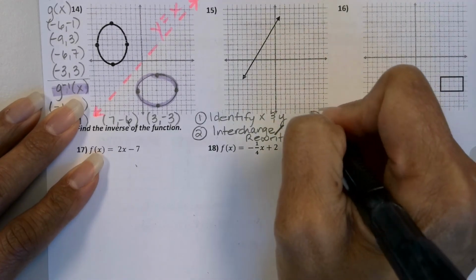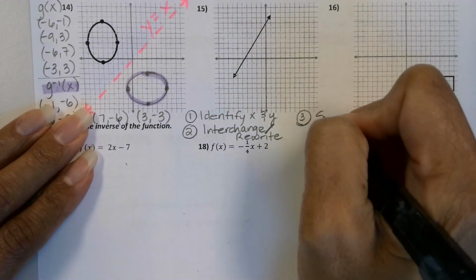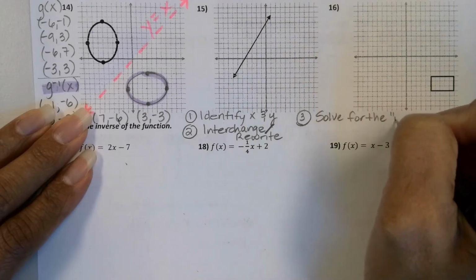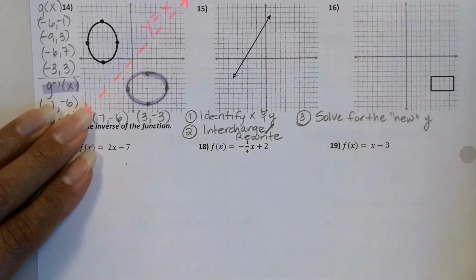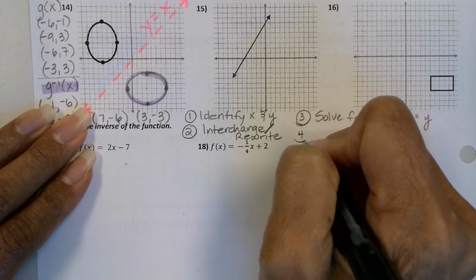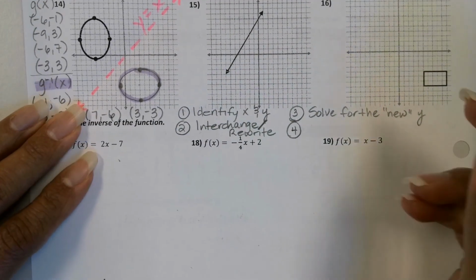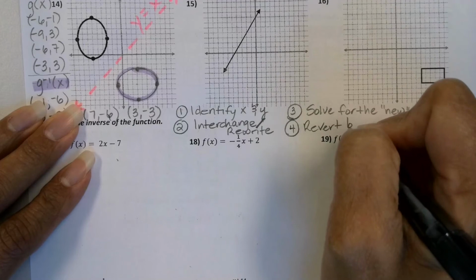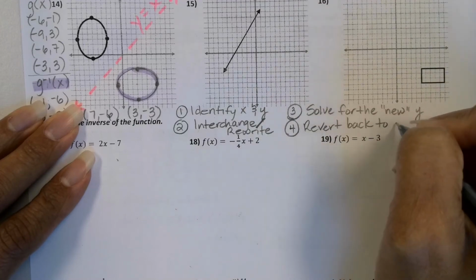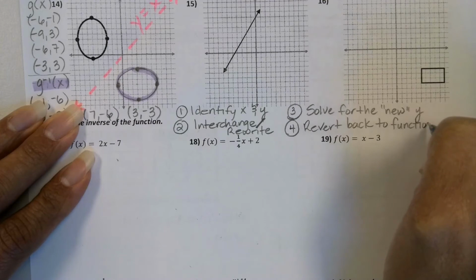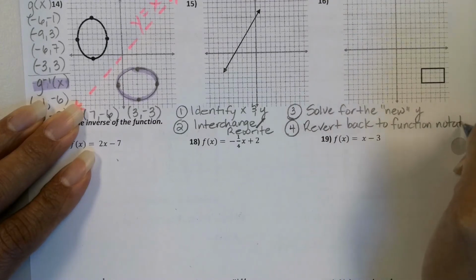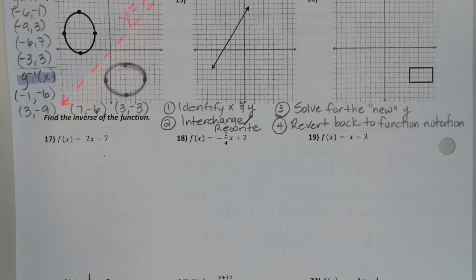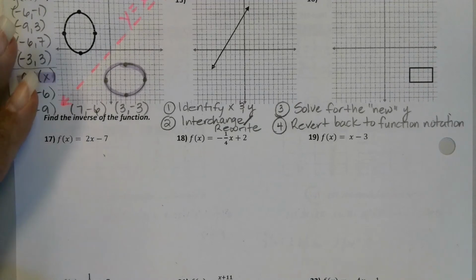Step number 3, you are going to solve for the new y, okay? And then last, number 4, revert back to your function notation. And I'll explain to you what I mean by that in all these examples. Okay, so let's find the inverse. We are going to start off with number 17.